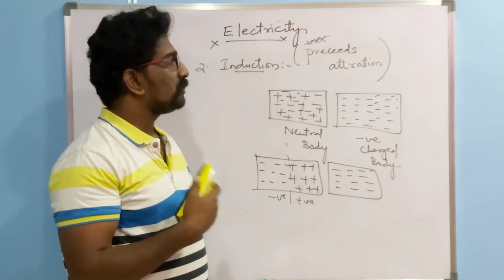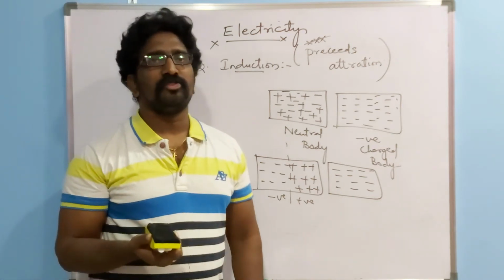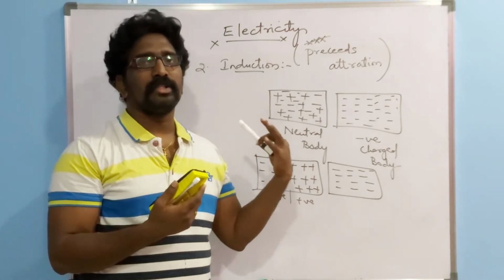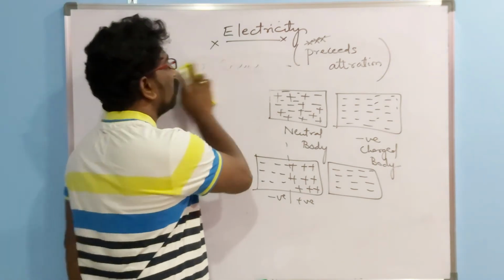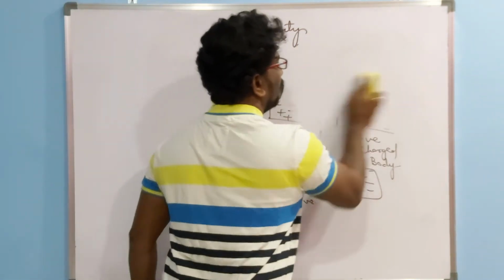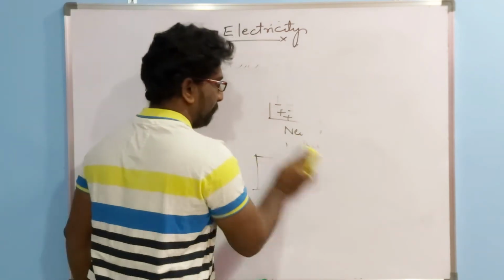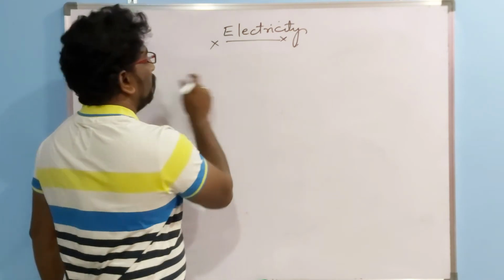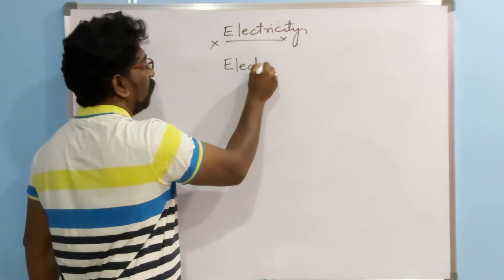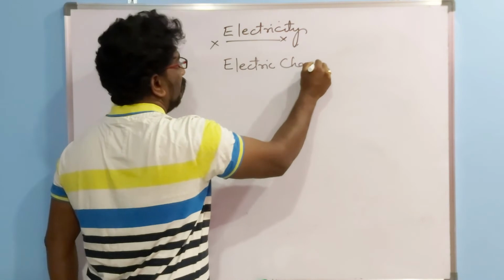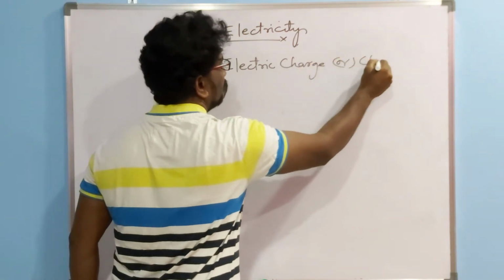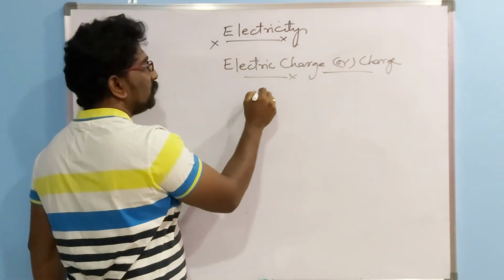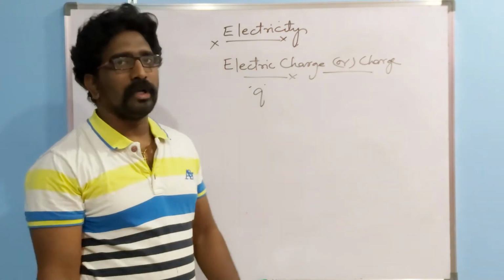So now let us see what is meant by charge, what is the value of charge, and what are the different types of densities of charges. Electric charge, or simply charge, is denoted by Q.